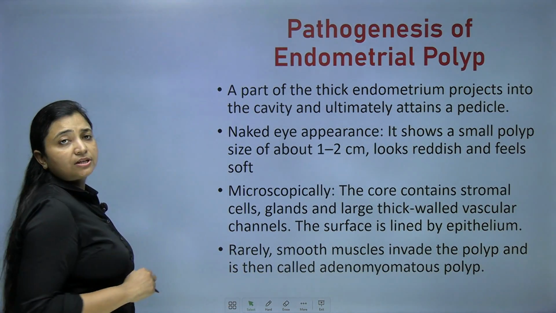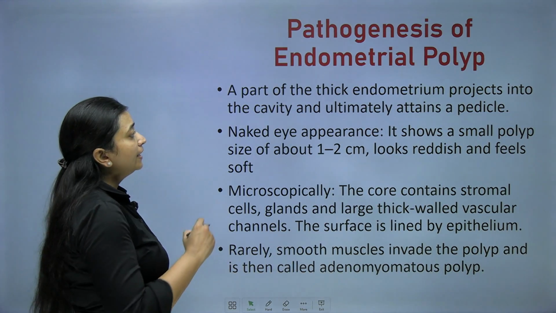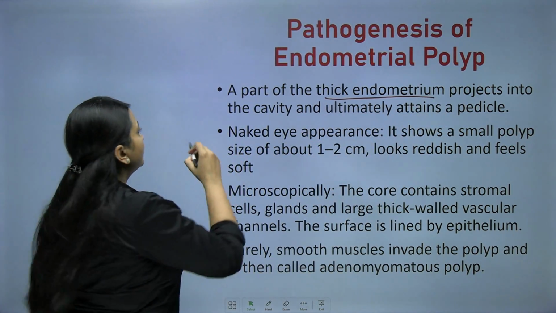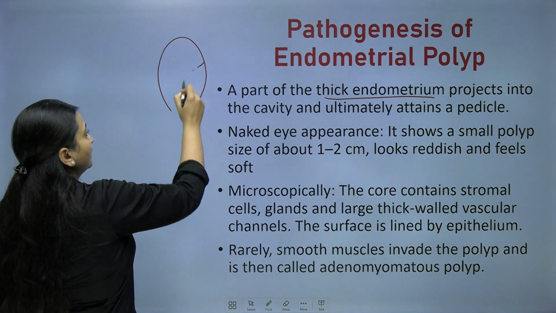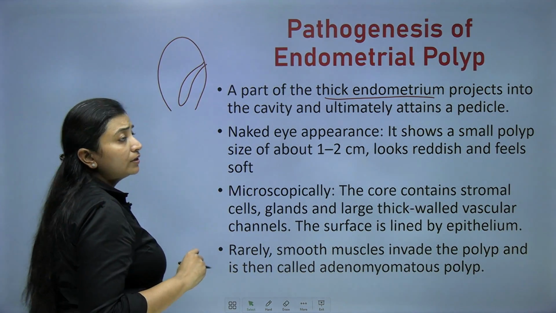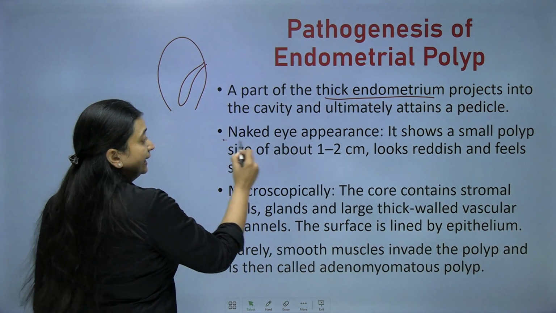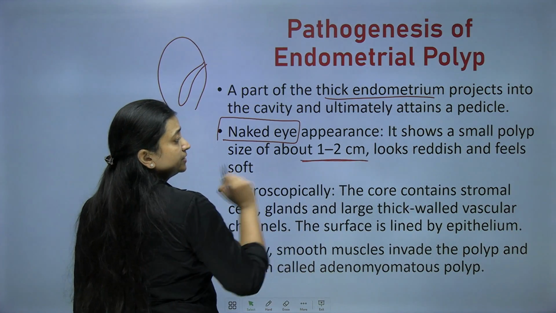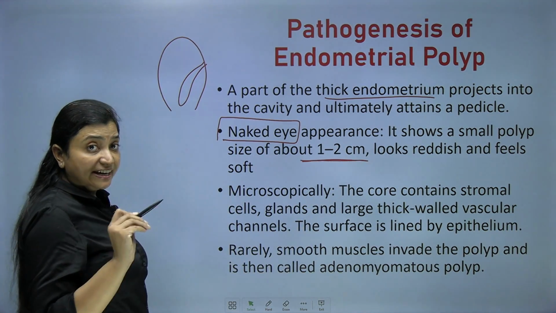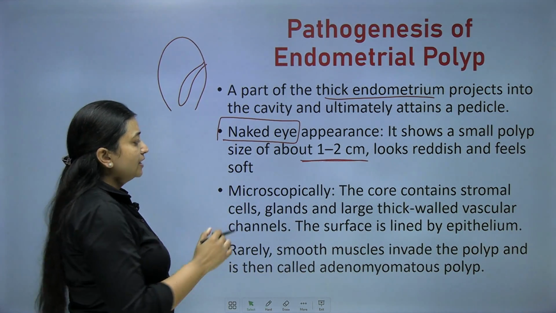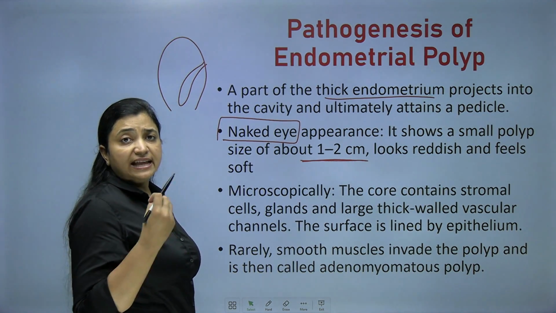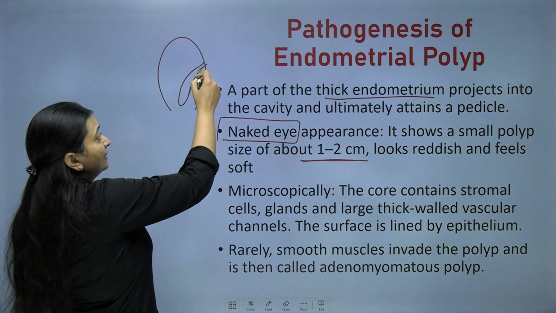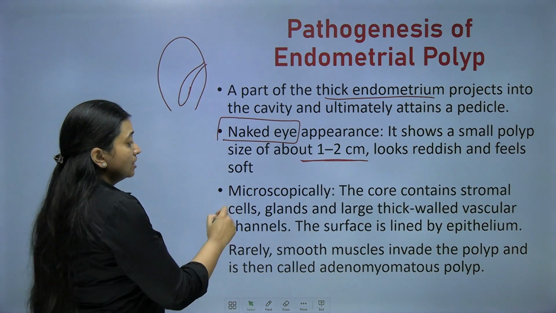So what is the pathogenesis of an endometrial polyp? A part of the thick endometrium projects into the cavity and ultimately attains a pedicle, like this. What will the naked eye appearance show? A small polyp is around 1 to 2 centimeters in size. It looks reddish, absolutely red in color, and feels very soft because it is lacking any fibromuscular tissue inside. It is just the epithelium and the increased stroma and the glands.